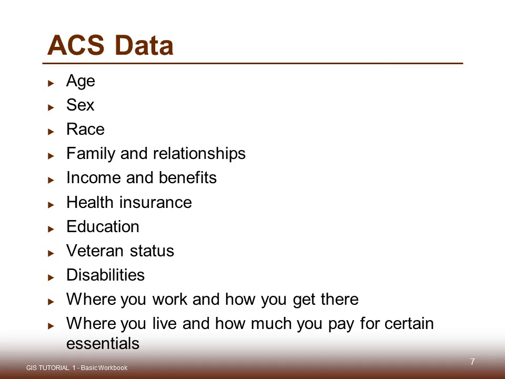ACS data includes age, sex, race, family and relationships, income and benefits, health insurance, education, veteran status, disabilities, where you work and how you get there, where you live and how much you pay for certain essentials.